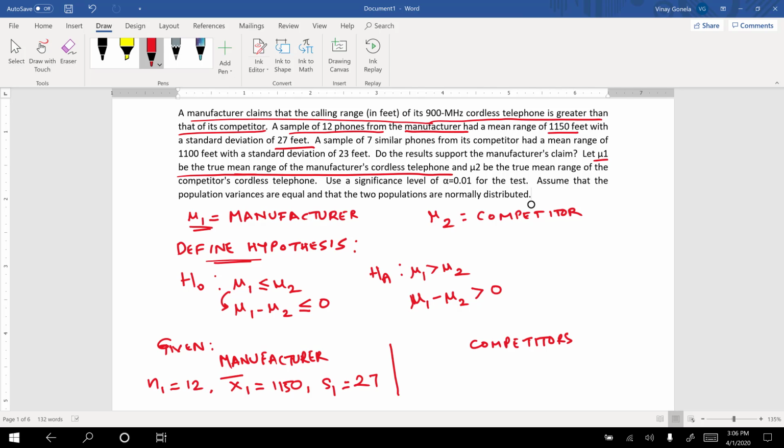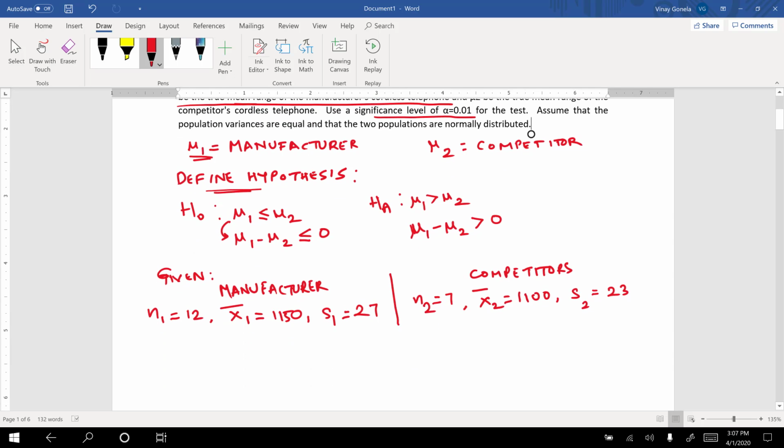How about the competitor? They say a sample of 7 similar phones from its competitor. So n2 is 7, x2 bar is given as 1100 feet, and the standard deviation s2 is 23. And then they wanted us to do hypothesis testing at a significance level of 0.01. So alpha will be 0.01.